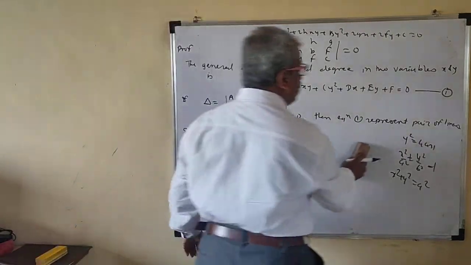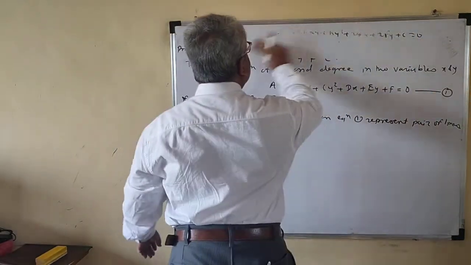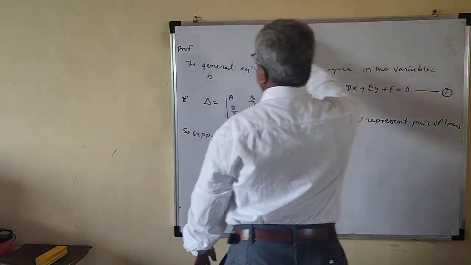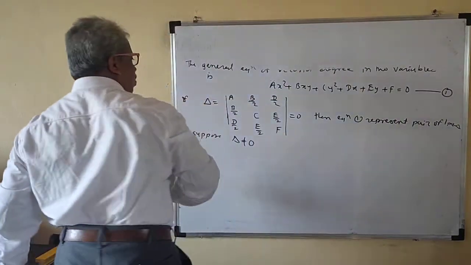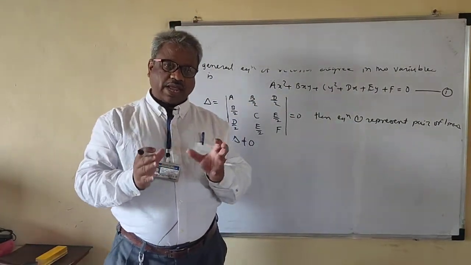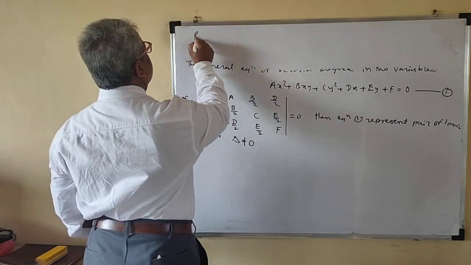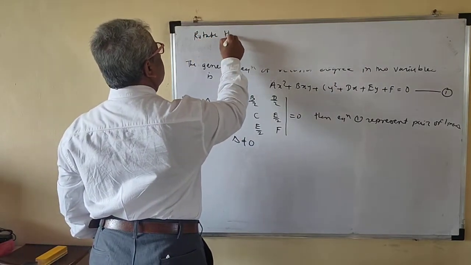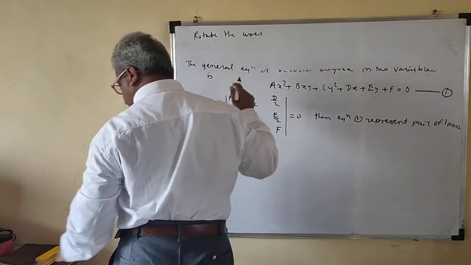So what we will do? We'll first remove the product term. So we know how to remove the product term. If you want to remove the product term, you have to rotate the frame through a particular angle. Rotate the axis.